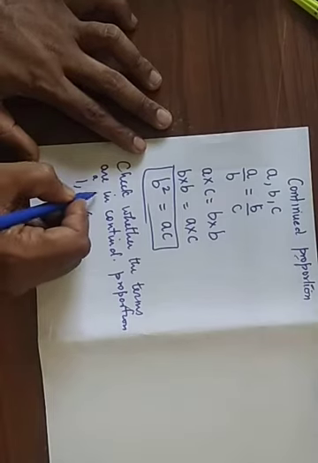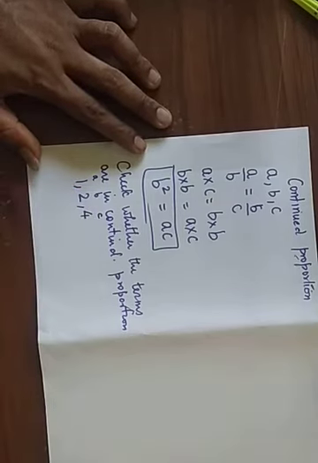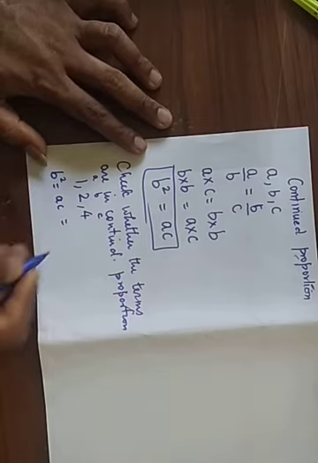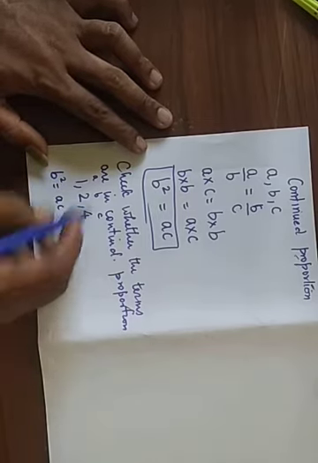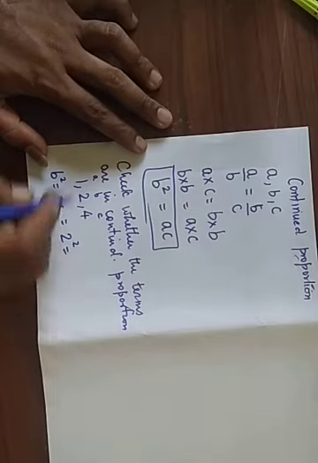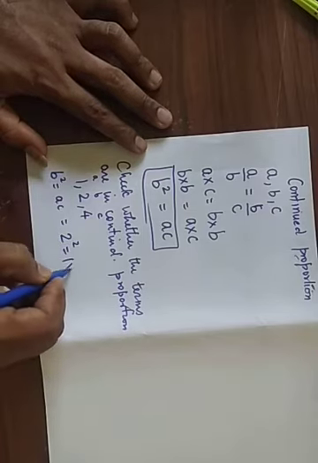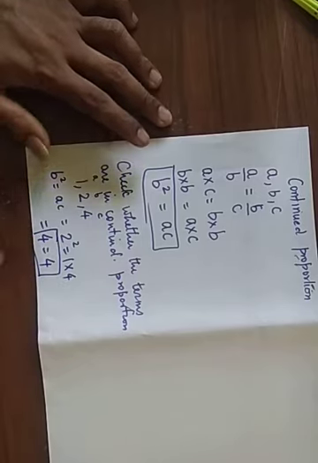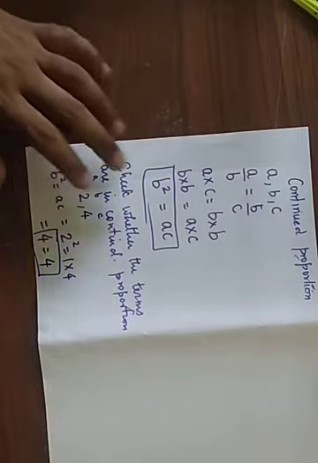So if you say A, B, C, these are your three terms. We know B square is equal to AC. What is your B value? 2 square. What is your A value? 1 into 4. 2 square is 4, 1 into 4 is also 4. That's why when 4 is equal to 4, that means they are in continued proportion.